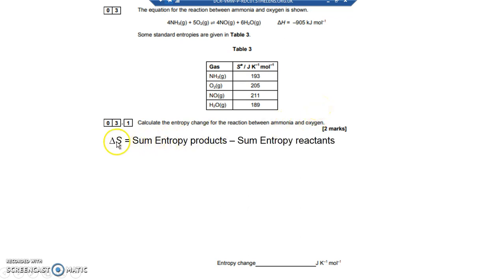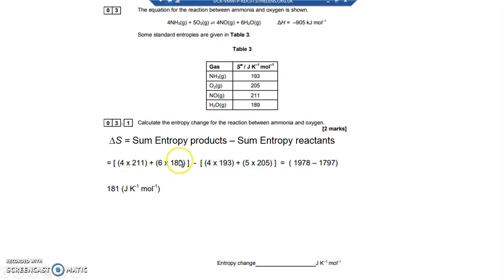Well, first of all, you need to remember that the entropy change is the sum of the entropy of the products minus the sum of the entropy of the reactants. So the entropy change is 4 multiplied by NO, so 4 times 211, and then 6 times water is 6 times 189. So it's 4 times 211, add 6 times 189, that's the sum of the entropy of the products. Take away the sum of the entropy of the reactants.